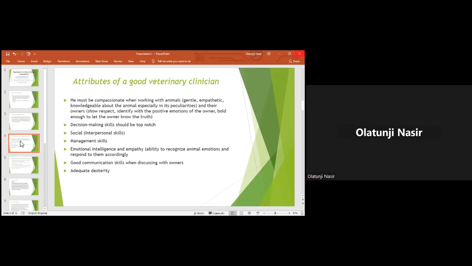And again, you must be able to also show respect to the owners of the patient, because unfortunately, you are dealing with two beings. You are dealing with the client, and you're also going to be dealing with the animals. That is why you are unique doctors. So you must be able to show respect to the clients. You want to be able to identify with their positive emotions or negative emotions, so that you can instruct what you have as relationship to them at that time.